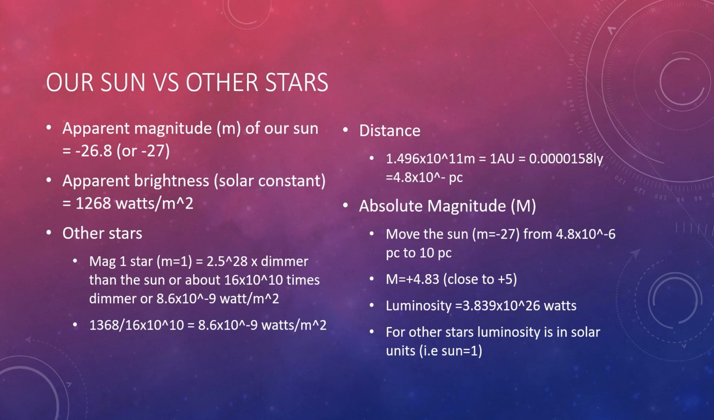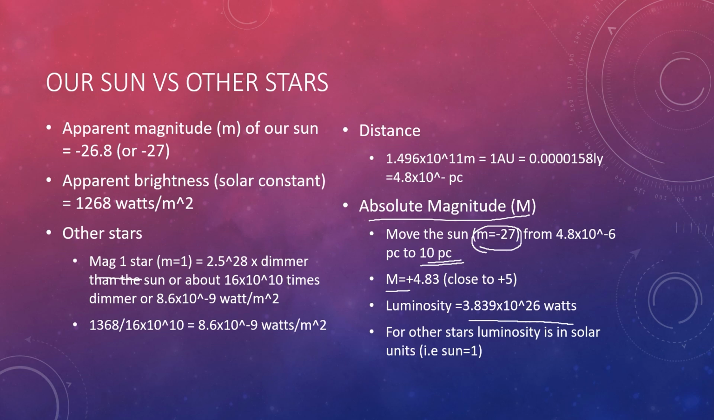Other stars. A magnitude 1 star is 2.5 to the 28th times dimmer than the sun, or about 16 times 10 to the 10th times dimmer. Distance in this case, we have 1 astronomical unit. And absolute magnitude, if we were to move the sun, with magnitude minus 27, from 4.8 times 10 to the 6th parsecs to 10 parsecs, we would get an absolute magnitude of 4.83, which is close to 5. Meaning our luminosity is 3.839 times 10 to the 26th watts.